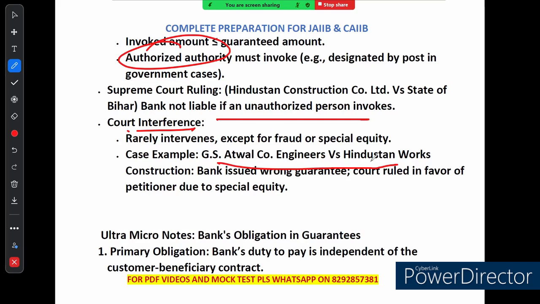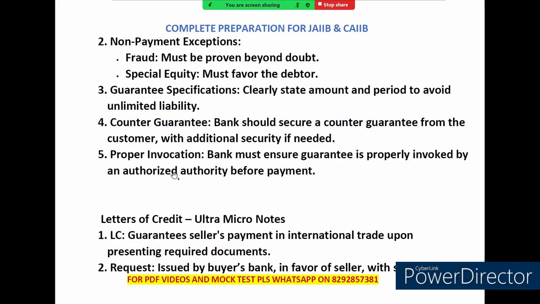Now let's talk about the bank obligation. The bank's duty to pay is independent of any contract between the customer and the beneficiary. However, there are exceptions to this payment if fraud is involved or if there is special equity, right? It must be proven beyond doubt. Always ensure that the guarantee clearly states the amount and period to avoid any unlimited liability. It is wise for the bank to secure a counter guarantee. Finally, the bank must ensure that the guarantee is properly invoked by the authorized authority.